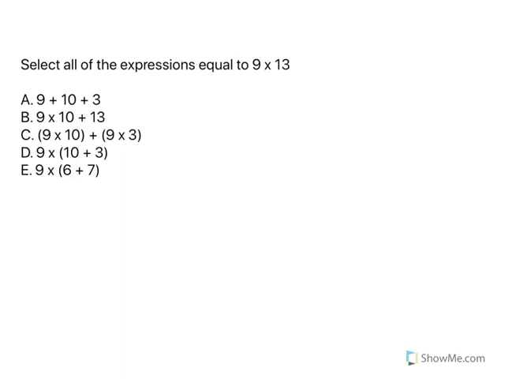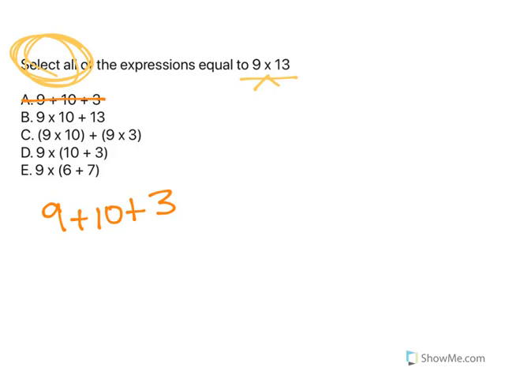Now, this one says to select all of the expressions equal to 9 times 13. With this question, they're not actually asking us to solve it, but we are going to look through and evaluate each of the expressions because there are a lot of different ways that we can write 9 times 13. Okay, so let's go ahead and evaluate A. So 9 plus 10 plus 3. This doesn't even have us doing any multiplication, so we know that A is not going to be an option.